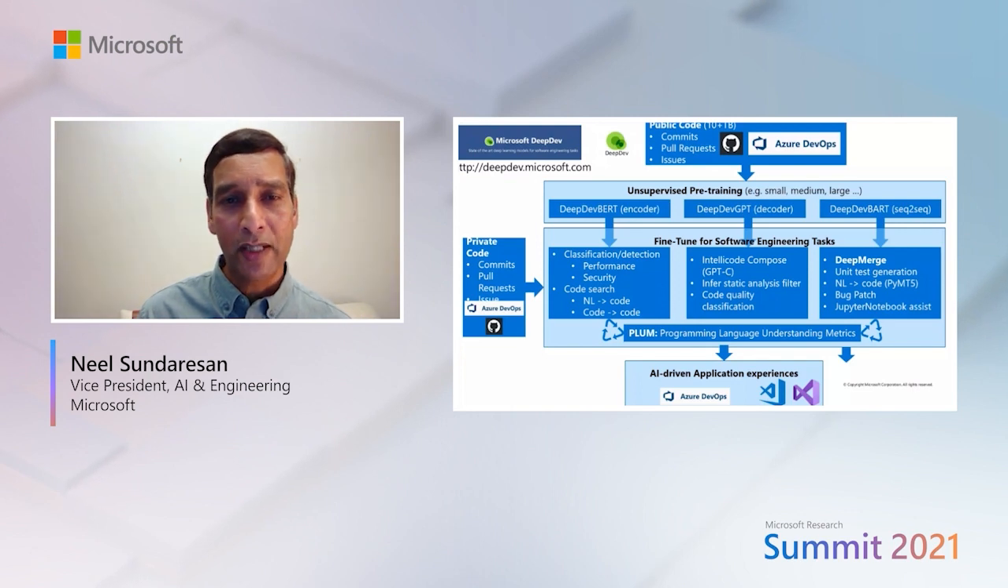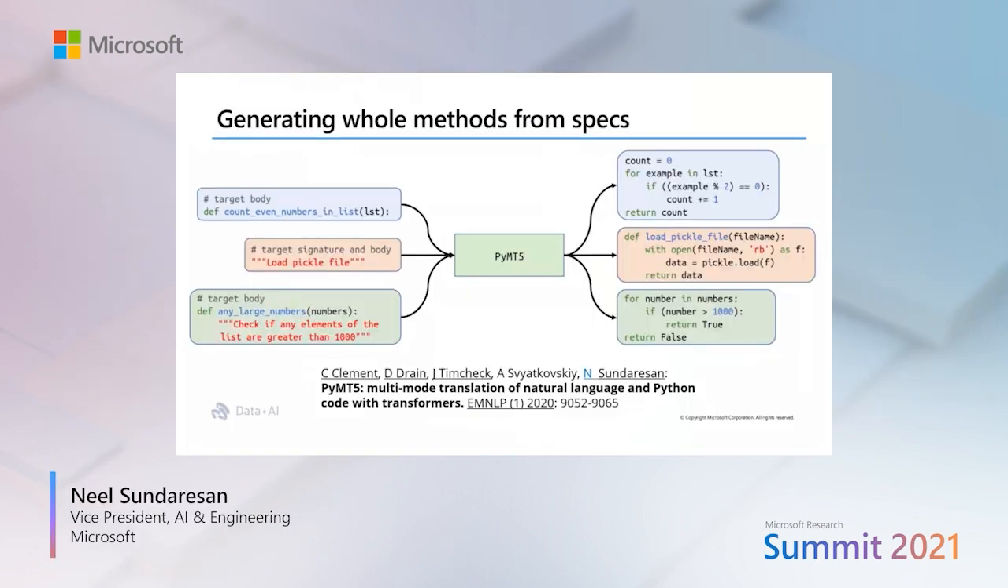So I'm going to give you a few examples of how we use this to do other software engineering tasks. One example would be, how can we generate whole methods from specifications? The specifications could be just function signatures or text or docstrings. And this uses an encoder-decoder, sequence-to-sequence model that basically translates from one to the other. I'm not going to go into the details of it.